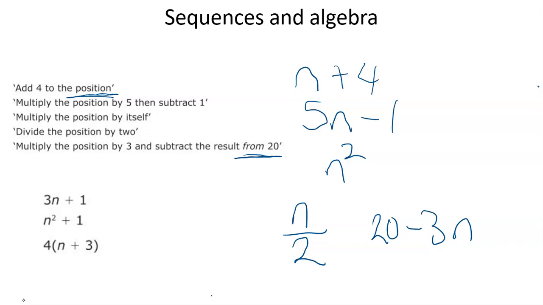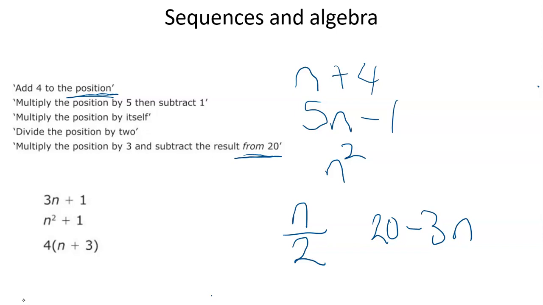That word from, it's in italics because it makes the difference. Otherwise, if it was multiply position by 3 and subtract 20, that is obviously very different from 20 minus 3n. If it's the other way around, subtraction is not commutative. You can't switch it around like that and get the same answer. Okay, so those are just rewriting the words with the algebra, with this letter n.